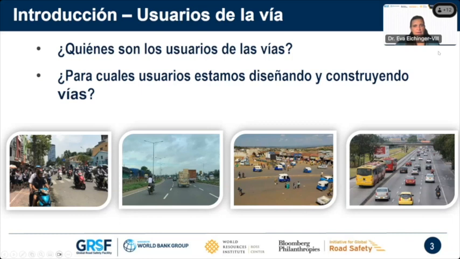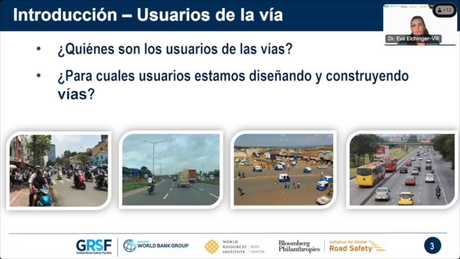for us, and evidence shows it, the most important thing we need to consider when selecting safe speeds is the road users. And whenever we start implementing whatever solution, we have to ask ourselves, who are the road users? Who are the current road users, and what road users are we designing and building the actual roads for? And as you see on the pictures, this can be very, very different.